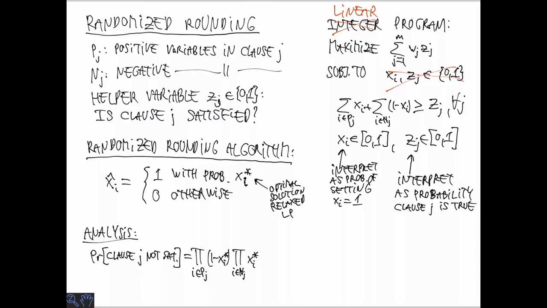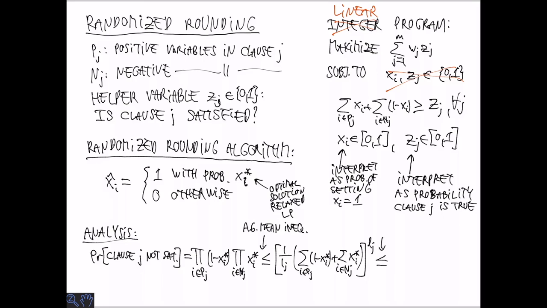Now, to make this more manageable, we use the arithmetic geometric mean inequality, which says that we can basically replace all the things we are multiplying with their arithmetic mean, so the average, as long as we take that to the power of the number of terms. So this is the AM-GM inequality. And now we basically just have the sum of all the xi stars and some of them negated. By the linear constraint, we know that this sum is at most Lj minus Zj. So we can simplify the probability like this.